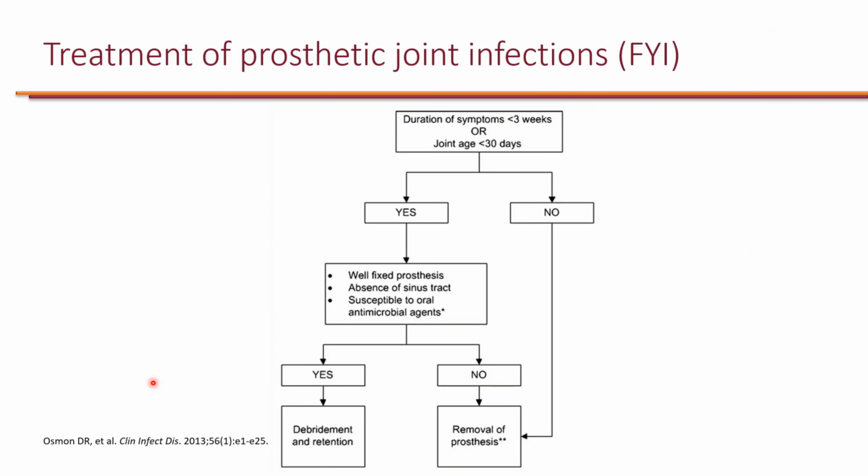Typically, whether the hardware should be removed or not has to do with the duration of symptoms. If the symptoms are greater than 3 weeks, or if the hardware is older than 30 days, then it's removed and replaced with a new one. Otherwise, if the symptoms have been less than 3 weeks or if the hardware is pretty young, less than 30 days, debridement and retention will likely be enough.